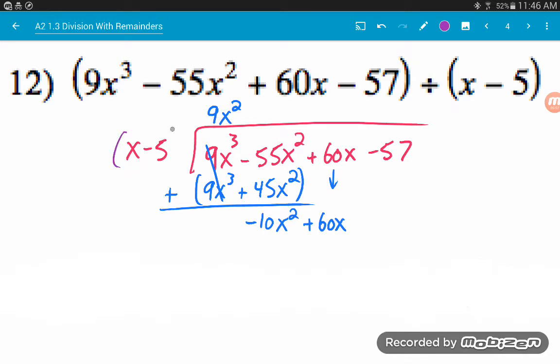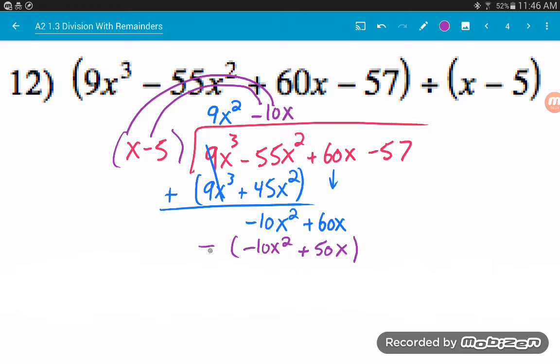Same question I asked myself before. I said, how many times does x go into negative 10x squared? It goes in negative 10x times. Negative 10x times x is negative 10x squared. Negative 10x times negative 5 is going to be positive. Negative times negative is positive. 50x. Now parentheses and subtract. These cancel out, but they always do. 60x minus 50x is 10x. And then I bring down the negative 57.